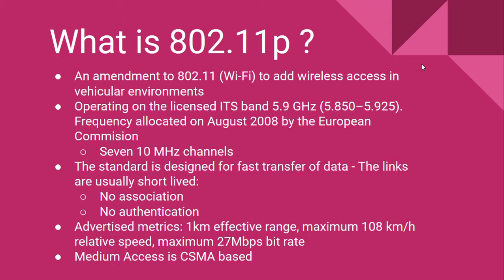So, what is Wi-Fi P? It is basically an amendment to normal Wi-Fi, IEEE 802.11, and it's made in order to address wireless access in vehicular environments. The frequency in which it is operating is 5.9 GHz. You can also see the frequency band here, and this frequency was allocated in August 2008 by the European Commission. There are seven 10 MHz channels operating on this, it's also worth noting.